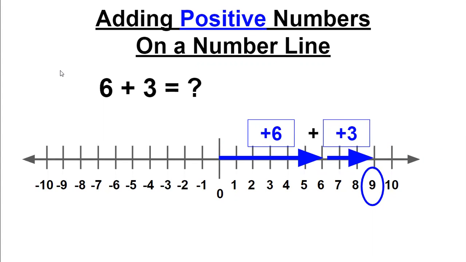And I know you could do that one in your head, but I wanted you to see it on a number line. 6 plus 3 equals 9. And I'm using blue for positive numbers. Eventually, they're all going to be the same color, black, but I want you to just get used to seeing them in the positive or the negative direction.